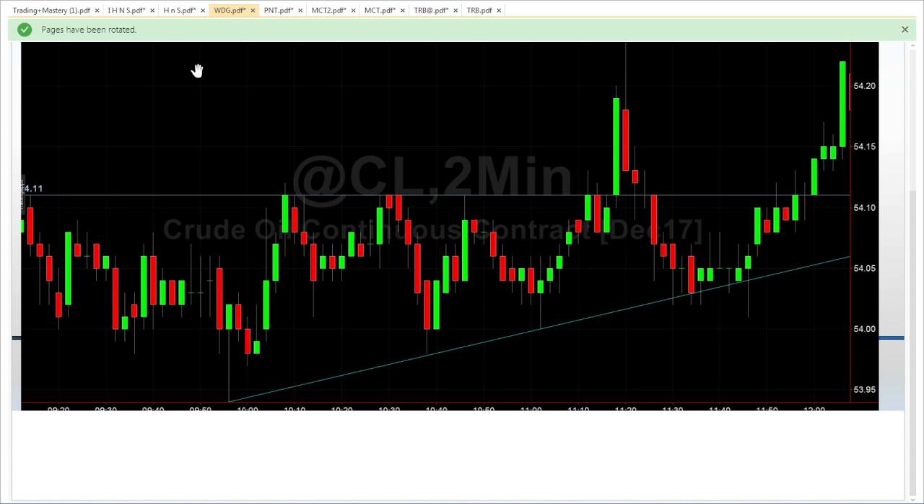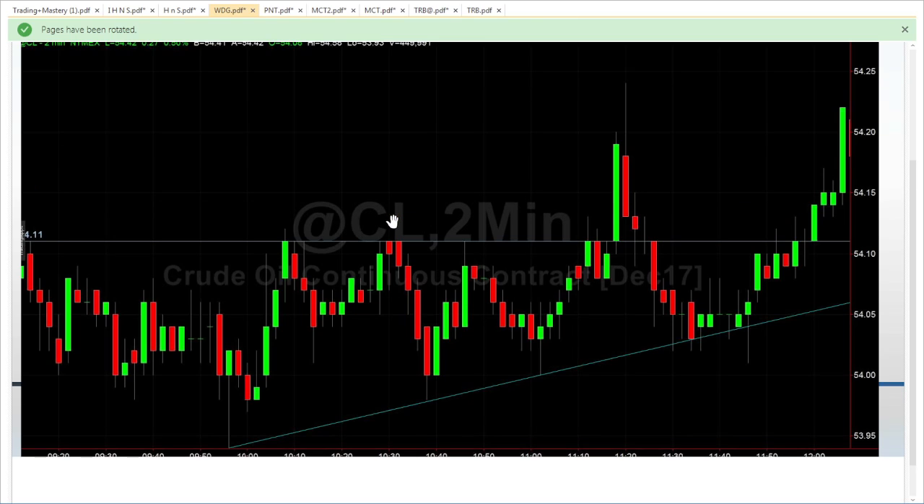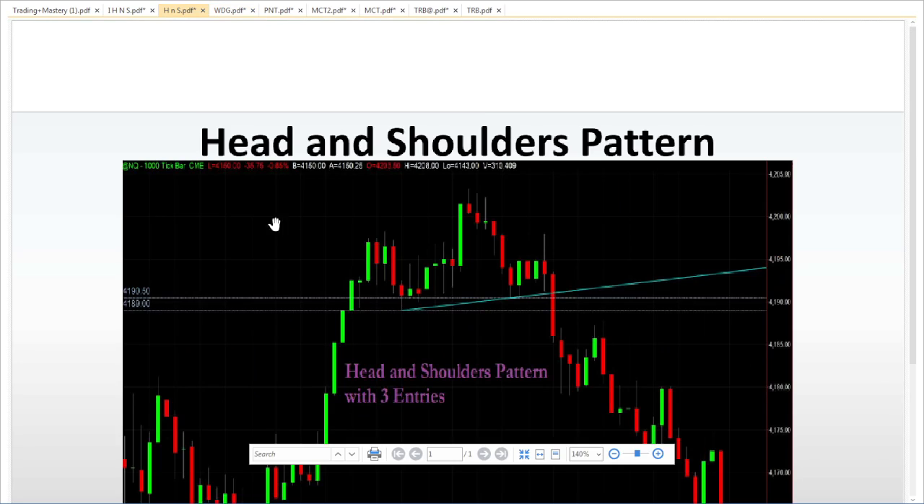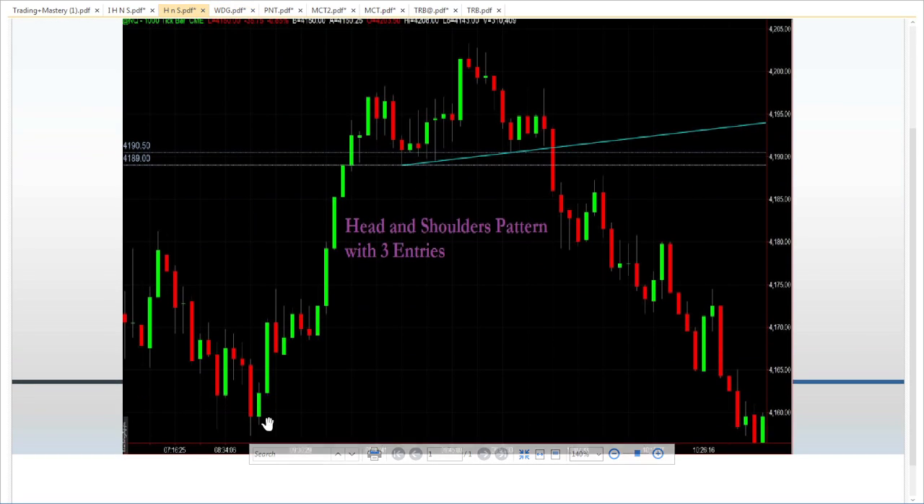And then another one that we have that is a pretty good, pretty reliable reversal pattern when you identify them well, is a head and shoulders. And here you need the move up for the head and shoulders.